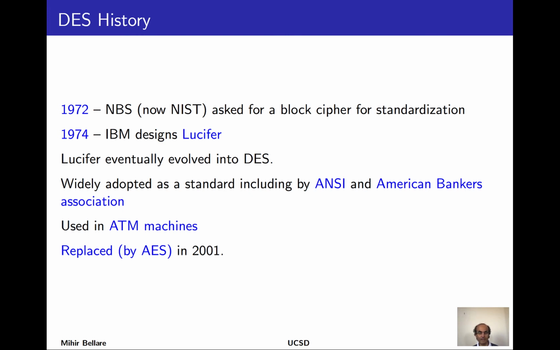And there were not many designs out there at the time, not many people doing this, but IBM was running an effort at the time to design a block cipher they were calling Lucifer. And working with IBM, the NSA turned it into what eventually became the Data Encryption Standard. It was very successful. It was adopted as a standard by the American National Standards Institute, American Bankers Association. It's used in ATM machines and was used for many, many things.